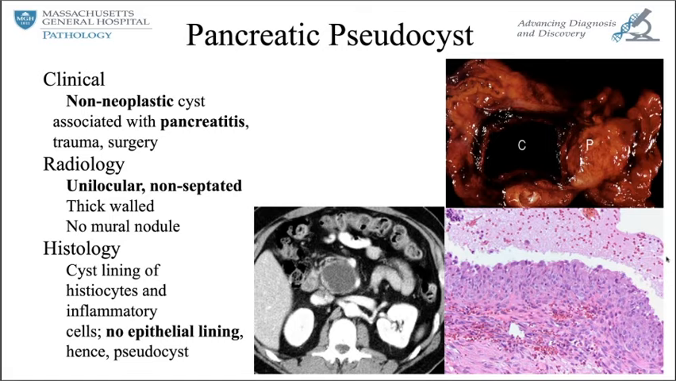So that's important when we're looking at cyst contents, because when you have an epithelial cyst lining component, then pseudocyst falls off the differential diagnosis. But when you're doing an EUS FNA, you can have contamination from the gastric or duodenal tract. So you have to be able to recognize that contamination.